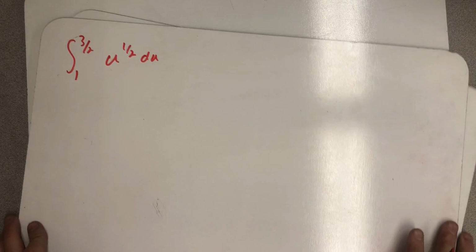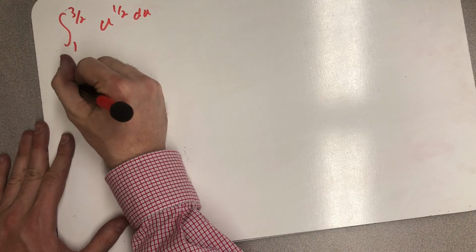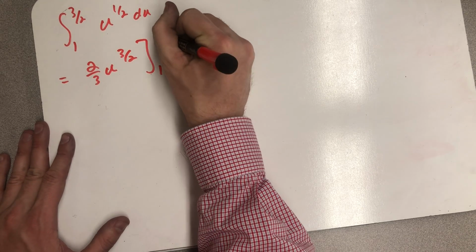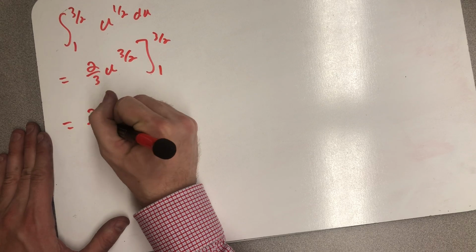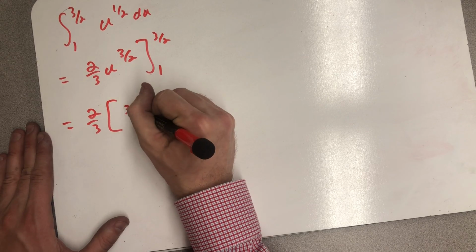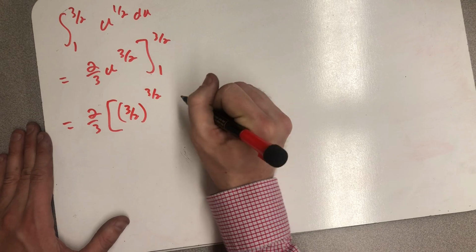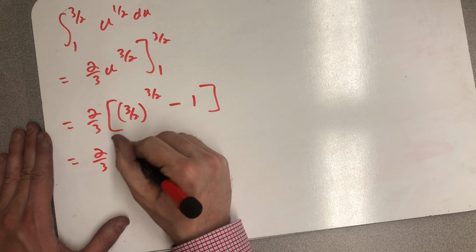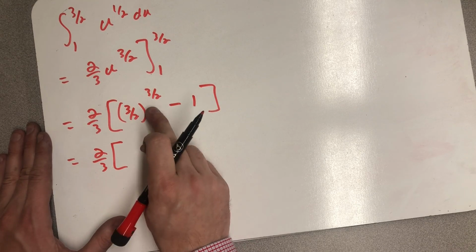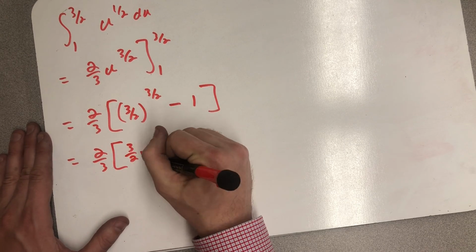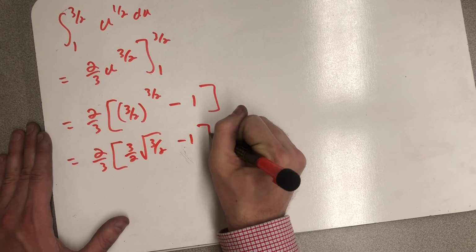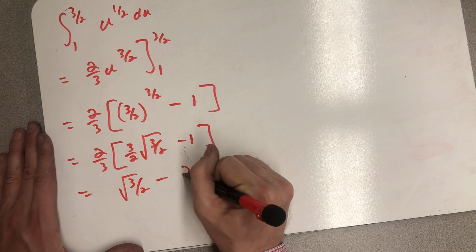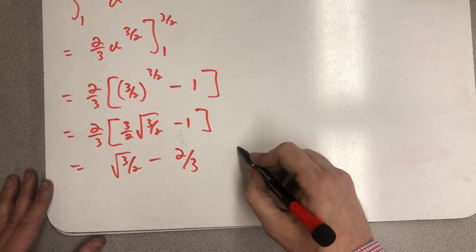So there's that last statement. And here's my antiderivative, and I need to evaluate from 1 to 3/2. So let's see, I have 2/3, and let's see, 3/2 to the 3/2 minus 1. So I still have that 2/3 hanging out front, but this is a 3/2 times a 3/2 times a 3/2, take a square root, so that's 3/2 times the square root of 3/2, minus 1. Distribute, and that's the square root of 3 over 2 minus 2/3. And there's our definite integral.